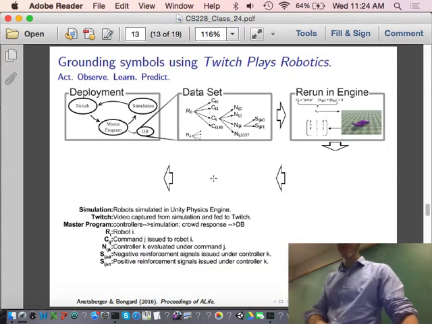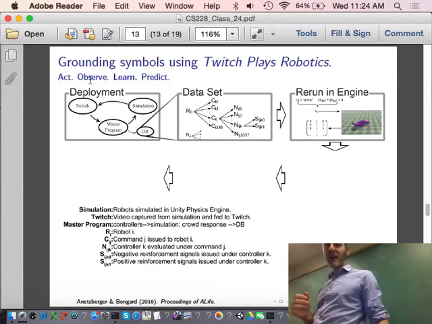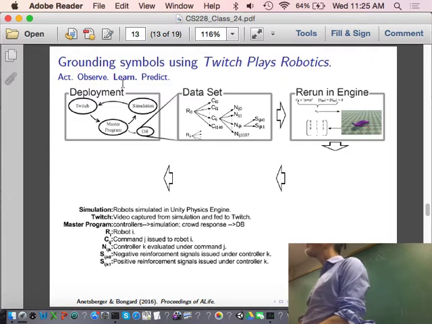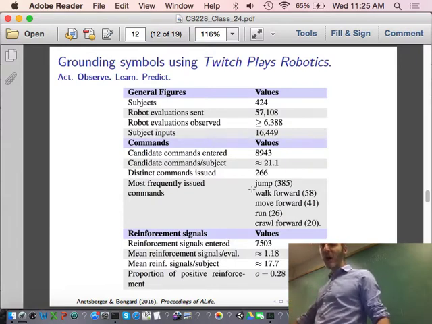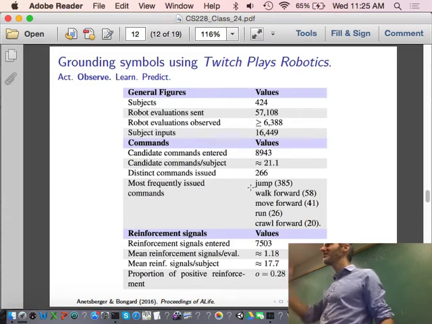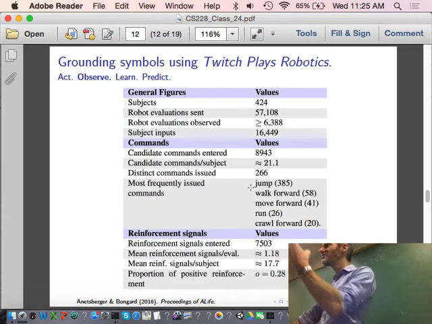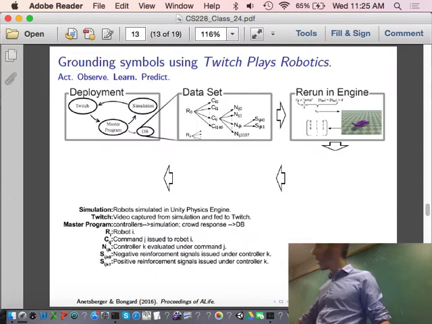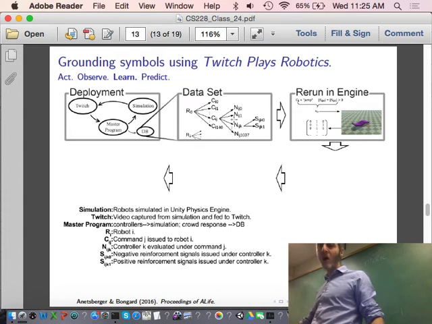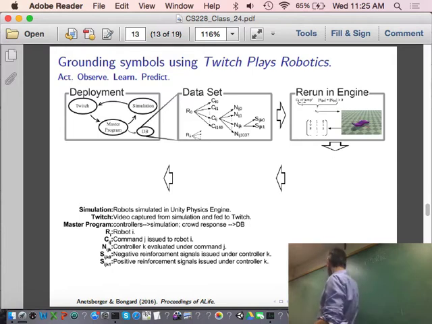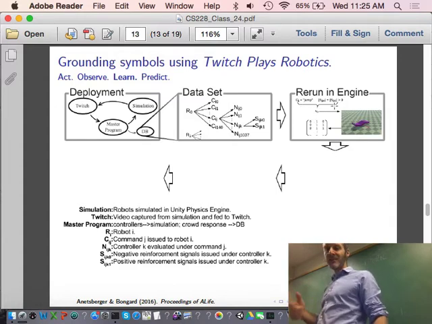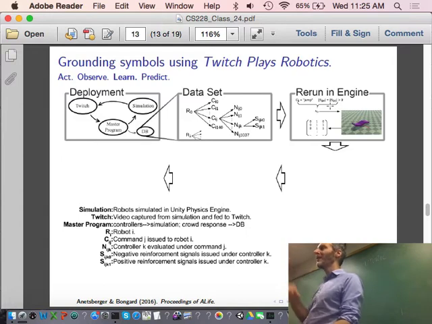Okay, so that's the data set. So now we're going to move on from act and the crowd observing and responding to learning. Now we're going to try and get the robot to ground some of these symbols. We took the most popular symbol, jump, and we tested that one first. Can we get the robot to ground this symbol, jump? So we took jump up here, and we went into our database and we collected all of the N's, which are all of the controllers that were executed under the command jump, and there turned out to be about 1,300 controllers that were executed under the command jump and that received at least one thumb up or one thumb down, right?